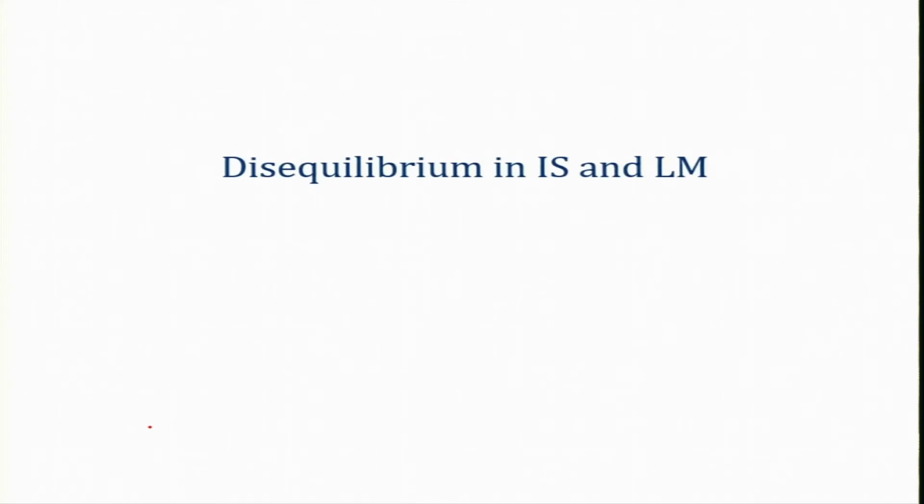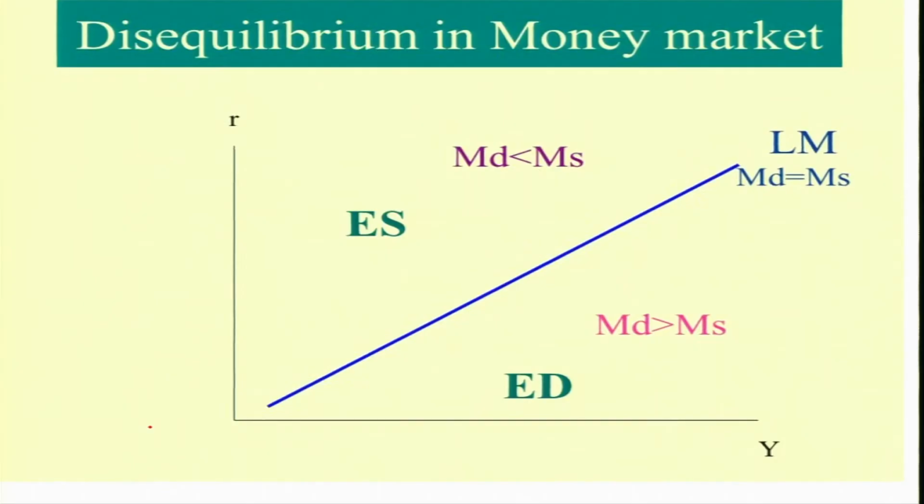Moving further, what if there is some disequilibrium in the IS-LM model? In order to understand, let us review both the LM curve and the IS schedule separately. You know that at each and every point along the LM curve, money supply is equal to money demand, right? That means the money market is at equilibrium.